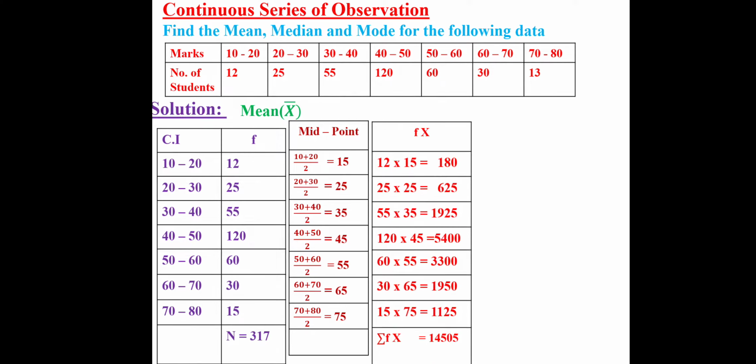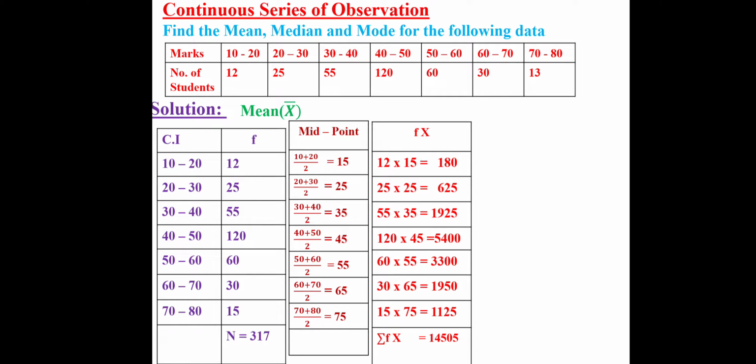Then the formula is: mean equal to summation fx divided by n. So you need to multiply f and x. 12 into 15, 180. 25 into 25, 625. 55 into 35, 1925. 120 into 45, 5400. 60 into 55, 3300. 30 into 65, 1950. 15 into 75, 1125.